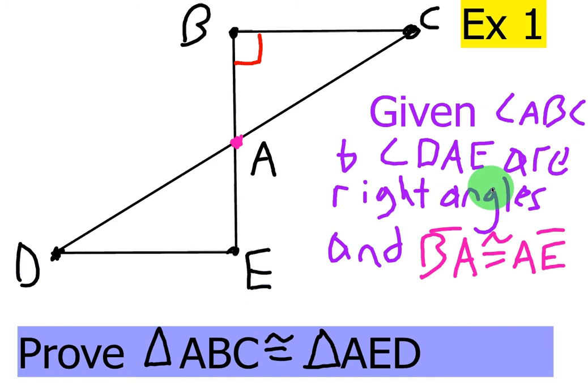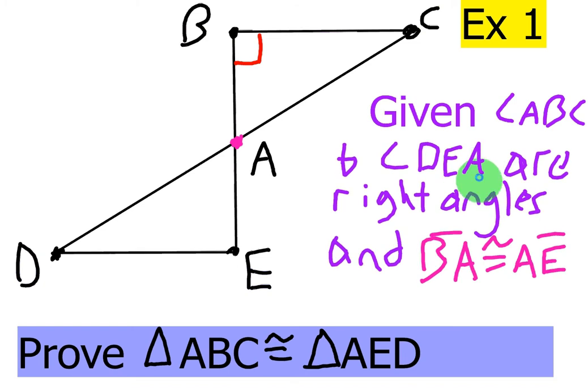Next, we have DAE is also a right angle, so we're going to notate that as well. Oh, sorry, it should be DEA. DAE is not the right one. Okay, so DEA is the right angle. I had to fix that.